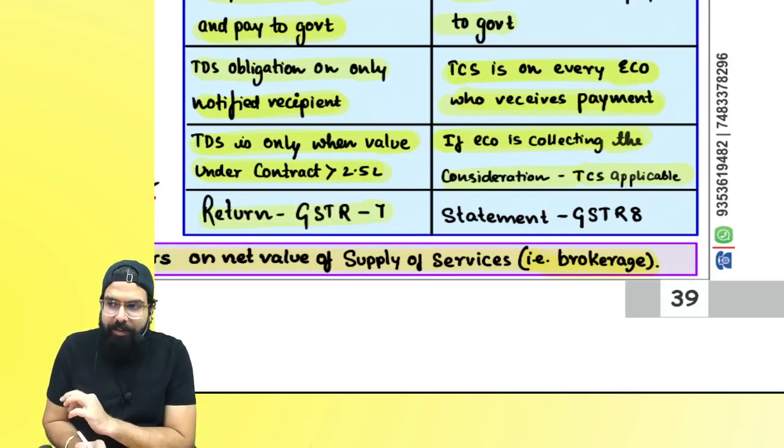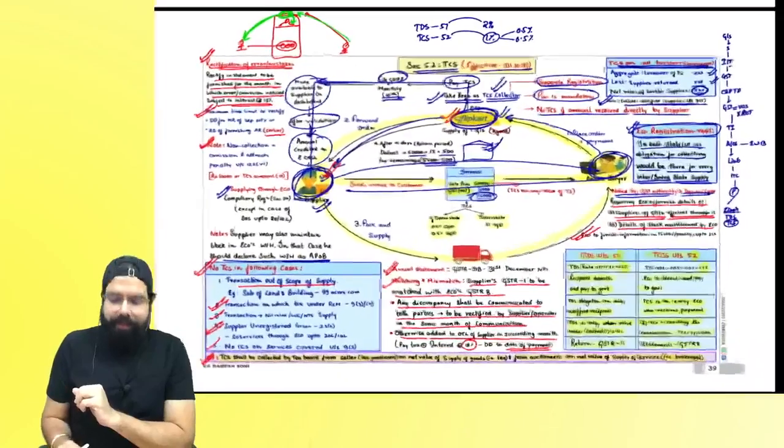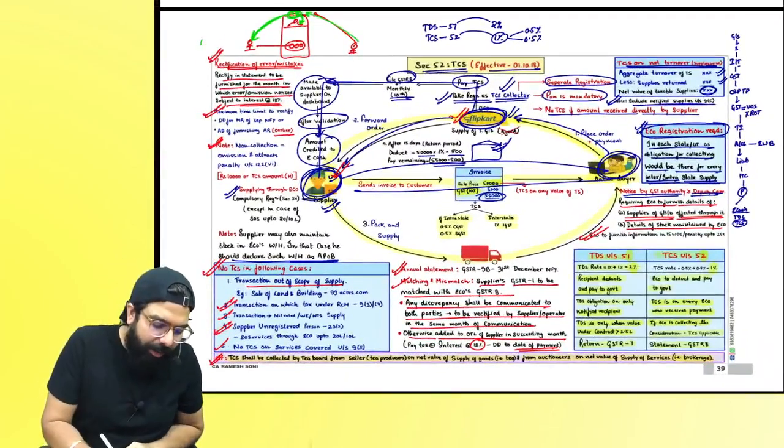Here the return is GSTR 7. Here the return is GSTR 8. It is not called a return. It is called a monthly statement.